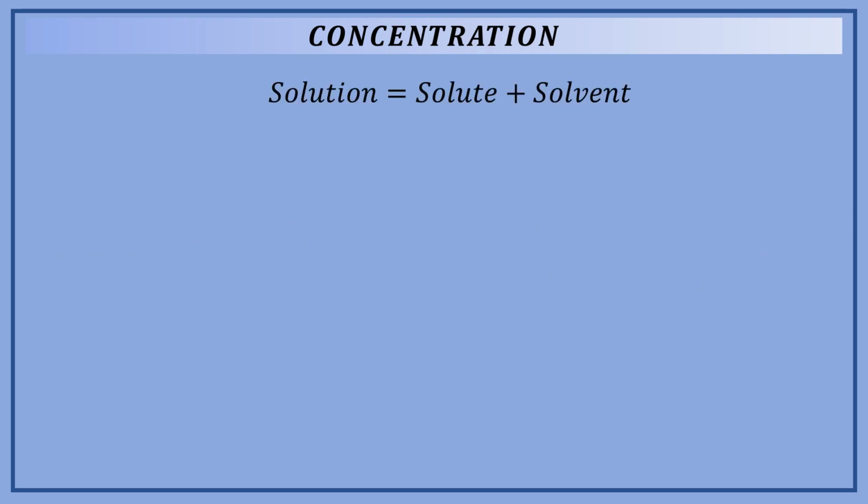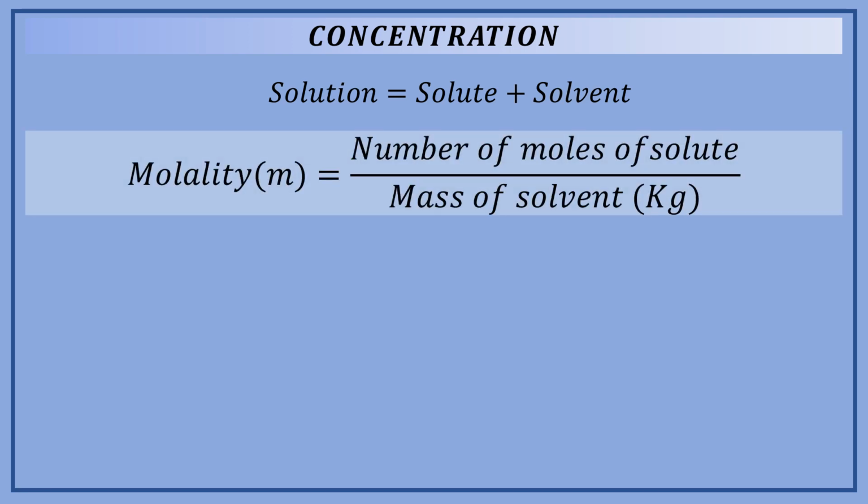We know that a solution comprises two components, its solute and the solvent. Molality is the concentration term in which we express the number of moles of solute present in a given mass of solvent. This mass is expressed in the unit of kg. So please note here that the number of moles of solute is expressed with respect to solvent, unlike molarity where the number of moles of solute is expressed with respect to the volume of solution. So this is the major difference between molality and molarity.